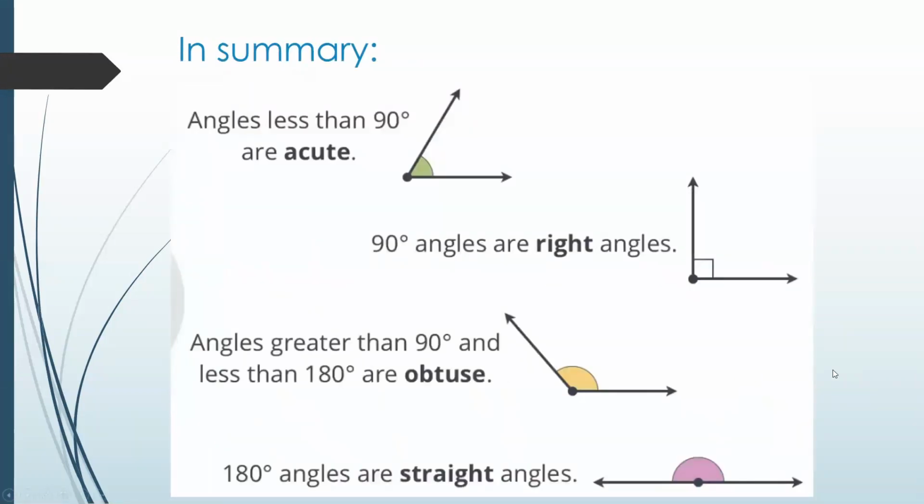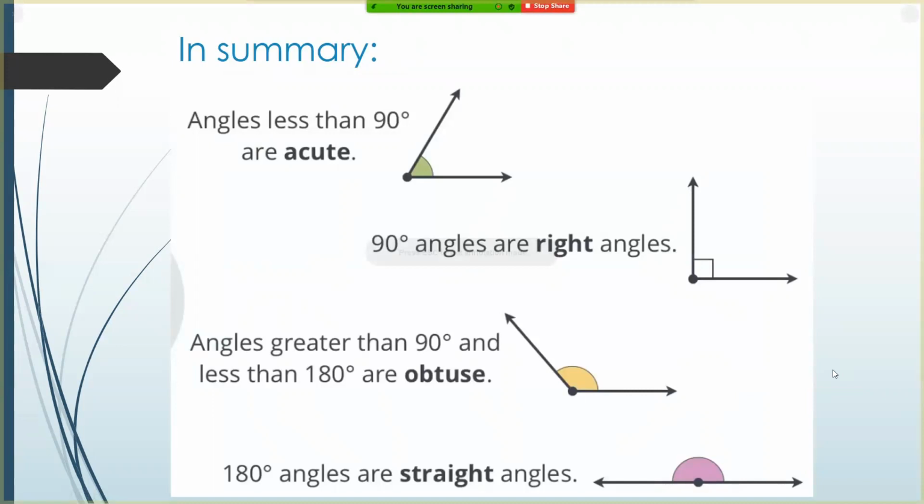So in summary, 90 or anything less than 90 degrees is an acute angle. If it's exactly 90, it's a right angle. Greater than 90 but less than 180 is obtuse. And then last, I said this earlier, but if it's 180 degrees, it's called a straight angle. It's just a straight line. A straight line is called a straight angle.